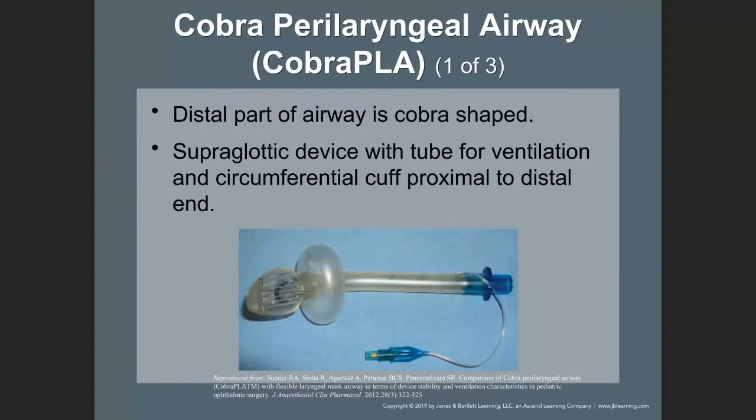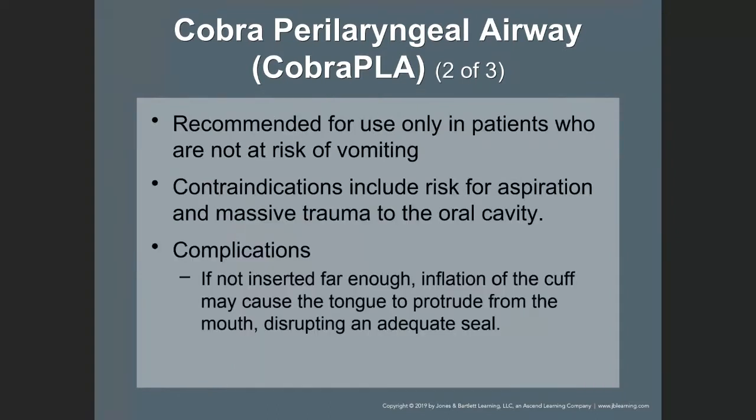The Cobra perilaryngeal airway is not a device that is commonly used in the field. You can read up on it. The distal part of the airway is cobra shaped. It's a supraglottic device with a tube for ventilation and a circumferential cuff proximal to the distal end. Not very popular in the pre-hospital setting.